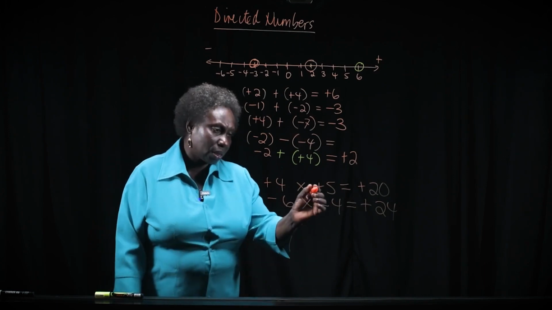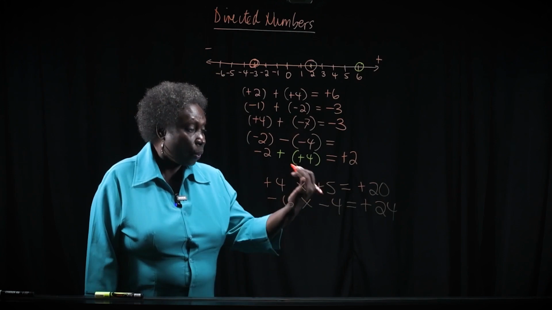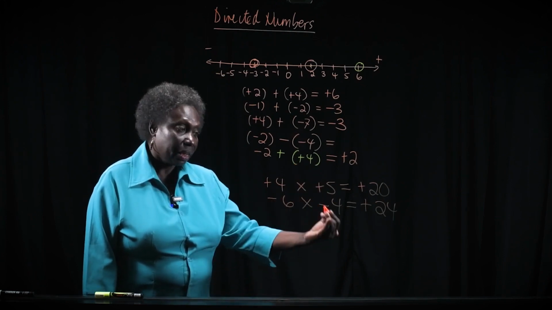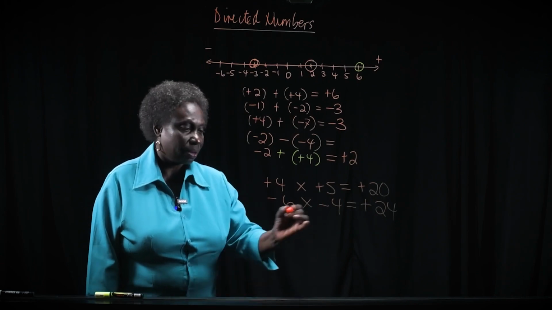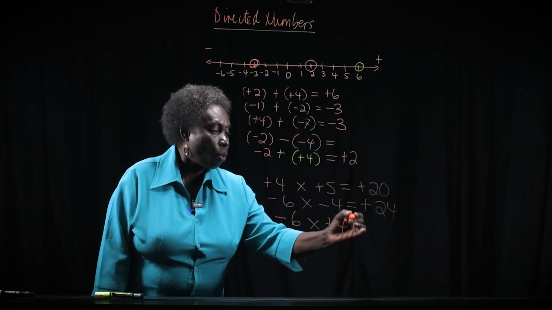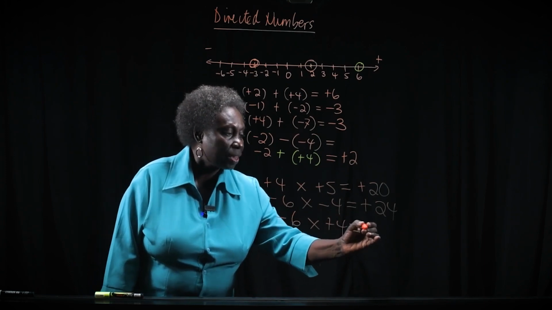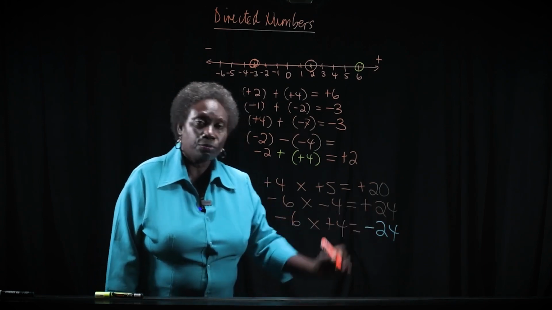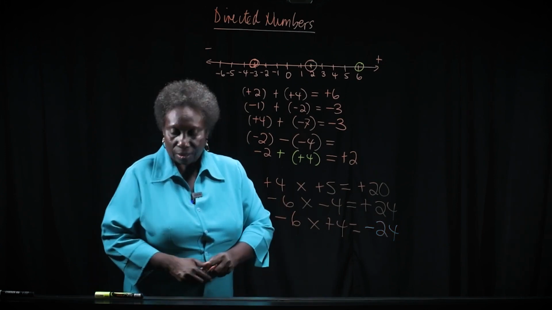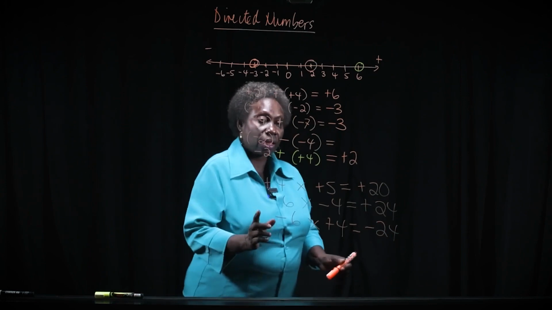I have just forgotten one more thing. When we multiply directed numbers with different signs, the answer is always negative. If I have -6 times +4, my answer will always be -24. That is according to the rule. We cannot show this on the number line. So we just have to accept what the rule says.